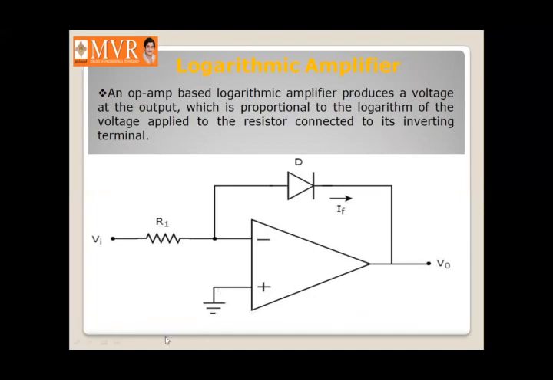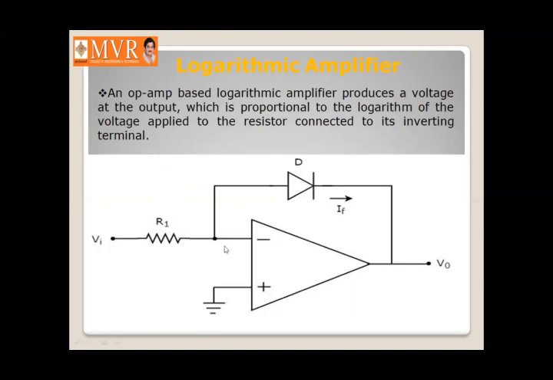In this logarithmic amplifier, the non-inverting terminal of the op amp is grounded, and we give the input to the inverting terminal through a resistor R1. You can see that the op amp based logarithmic amplifier produces a voltage at the output which is proportional to the logarithm of the voltage applied through the resistor connected to its inverting terminal.